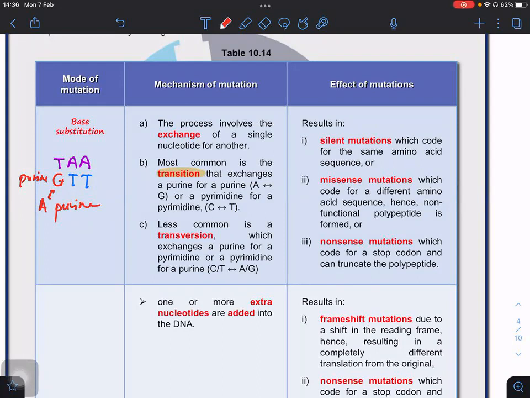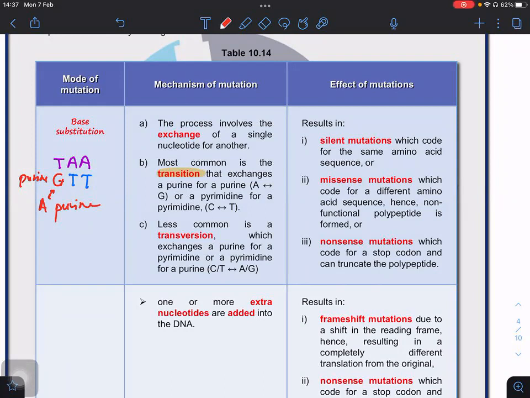Now what's the effect of mutation? The effect of mutation can be silent mutation. Now what does silent mutation mean? Silent mutation means that this mutation happened, but there is no effect. Thanks to what? Thanks to our triplet code. You check back the triplet code, you can realize that some amino acids are coded by more than one codon. For example, AAA and AAT, both of them code for the same amino acid.